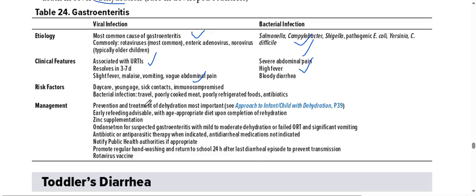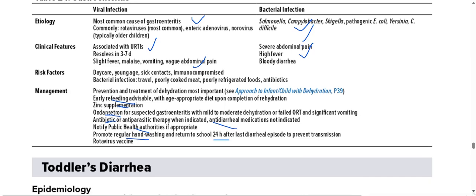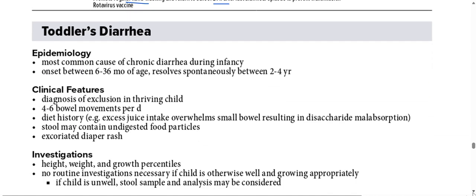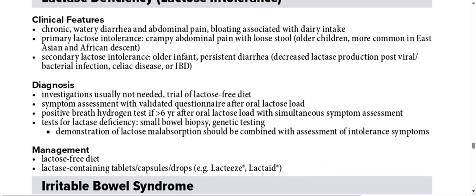Management: treatment of dehydration is very important. Early refeeding is advisable. Zinc is needed, and ondansetron is given as an antiemetic for gastro, or antibiotics and antiparasitics when indicated. Antidiarrheals are not given. Notify the public health authority. Promote regular hand washing. Return to school 24 hours after the last episode to prevent transmission, and prevention with the help of the rotavirus vaccine.